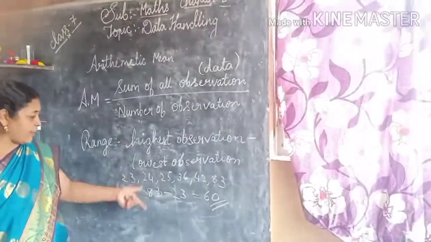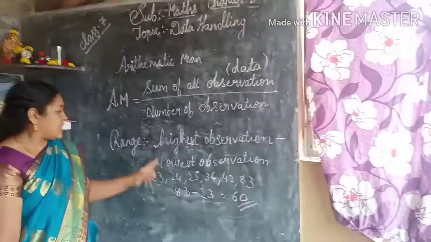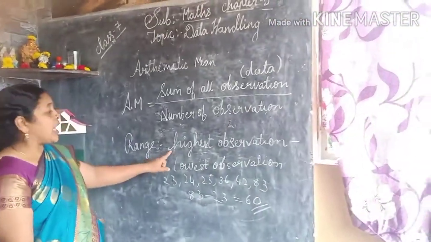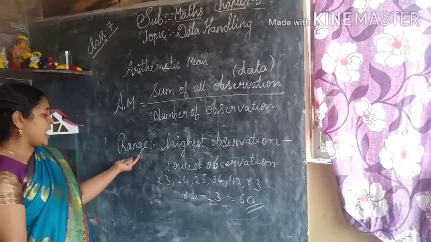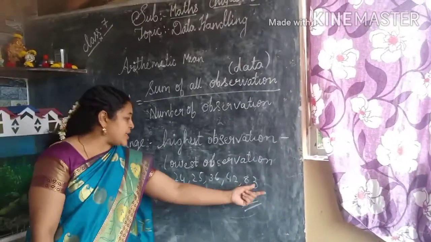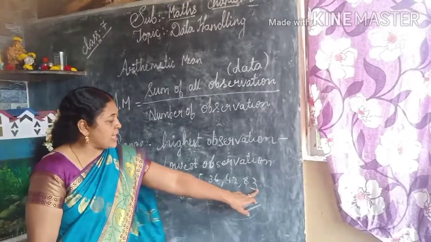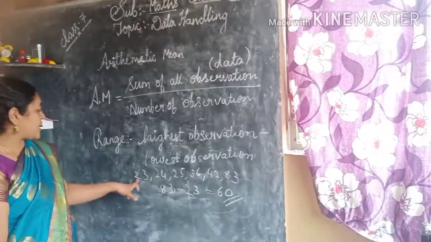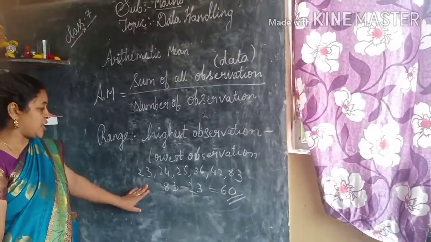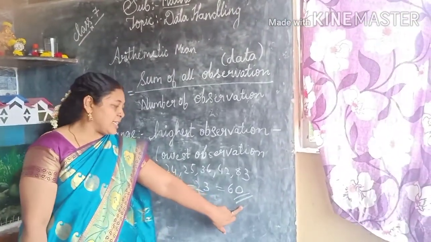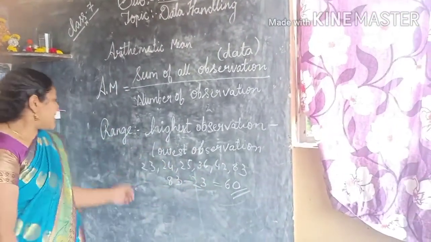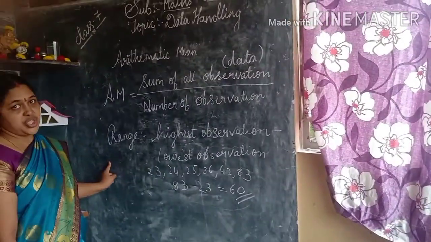So now with the example, have you understood what a range is? The difference between the highest observation and the lowest observation is called our range. Among these numbers, 83 is the highest observation and 23 is the lowest observation. In this difference, we will write 60 as the answer. So in this particular sum, 60 is the range.